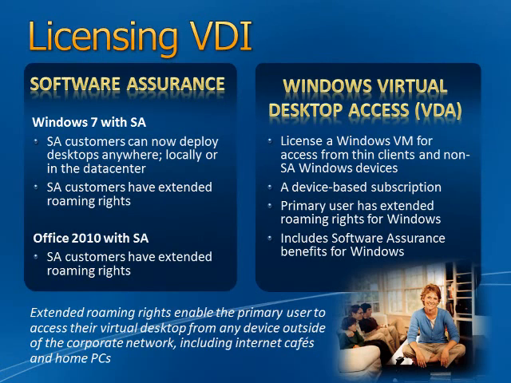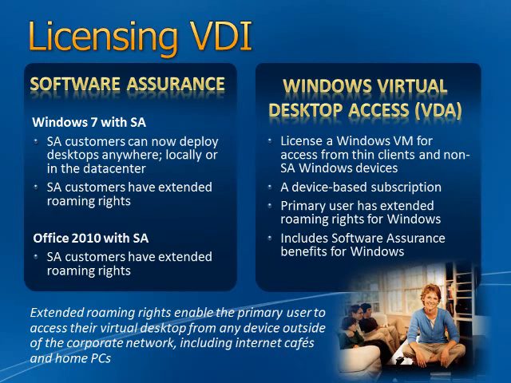It does also give extended roaming rights, and this means that with VDI, yes, you would want your desktop virtualized down onto your work computer, but if you were working at home or at a friend's house or in an internet cafe, you might also want your desktop virtualized down onto those machines. So the extended roaming rights give you the rights to access your desktop from your work computer or any other non-corporate device. Office 2010 software assurance also now contains those extended roaming rights as well.